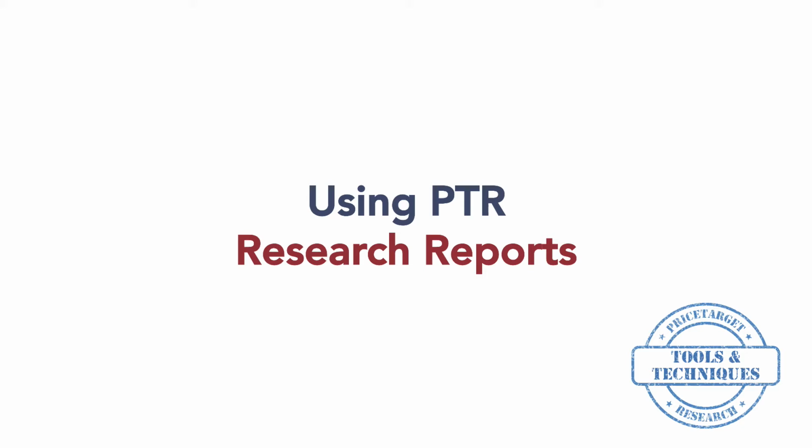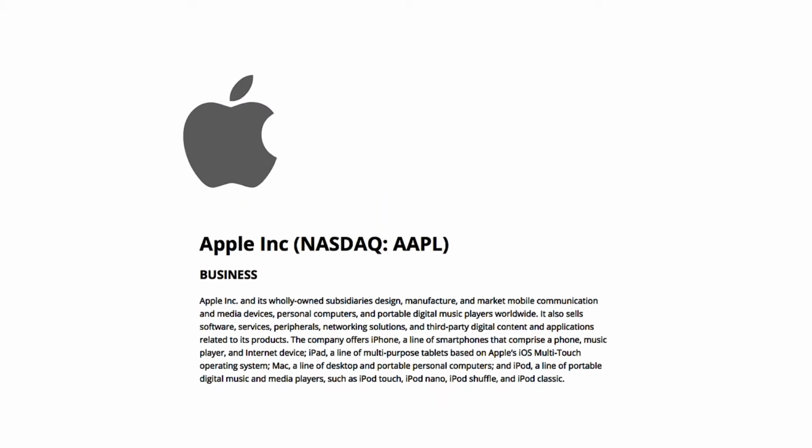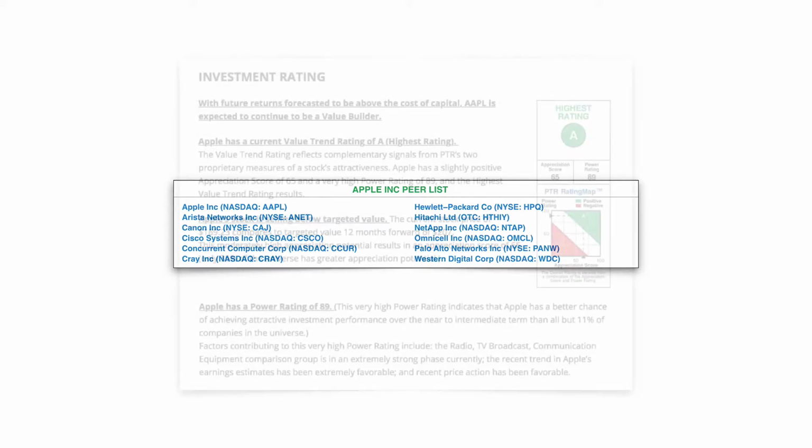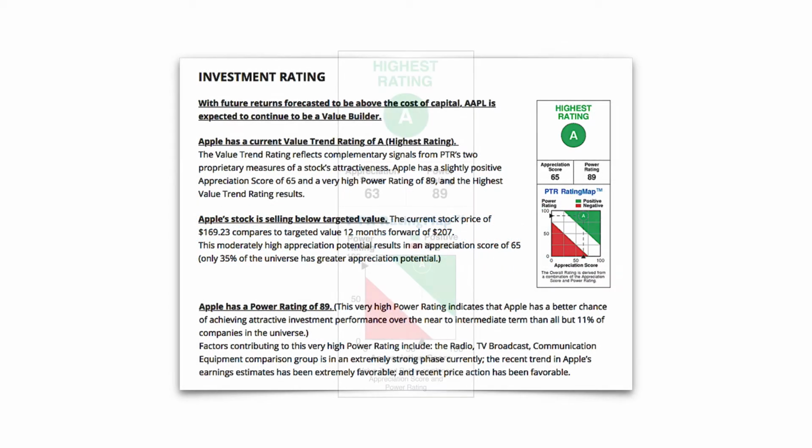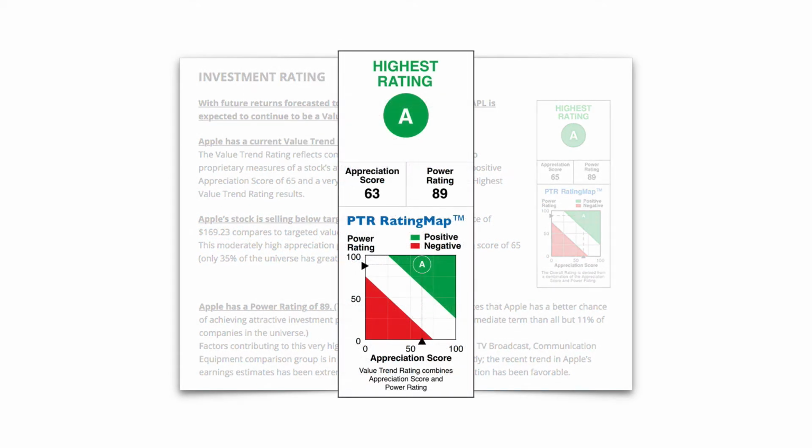The first component in the reports is the basic description of the company's business and operations. The lines of business, some of the noteworthy things that describe the company. In Apple's case, obviously, most people are very familiar with what they do. Next is identification of the peer group based on common lines of business. This is an important tool for the benchmarking sections of the report where a company's performance is measured relative to its peers. Next is a discussion of the current investment rating or value trend rating for the stock.